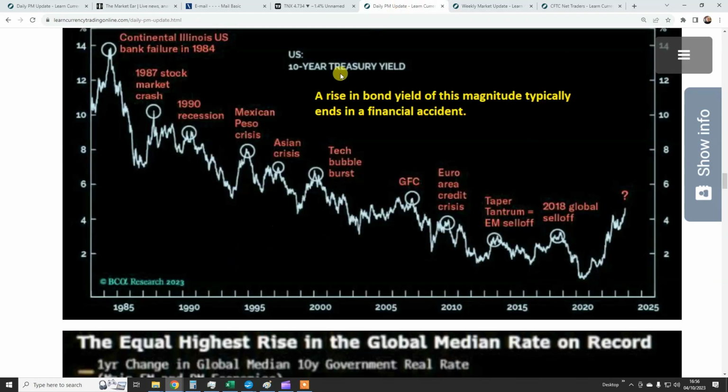And I'm going to go here. When you get bond yields really high, you can see them here, they've soared up. This quote here: rise in bond yields of this magnitude typically ends in a financial accident. You can see several moves to the upside where you did get financial accidents. Great financial crisis there, tech bubble there, Asian crisis, euro area credit crisis. The rise here is far steeper, isn't it?